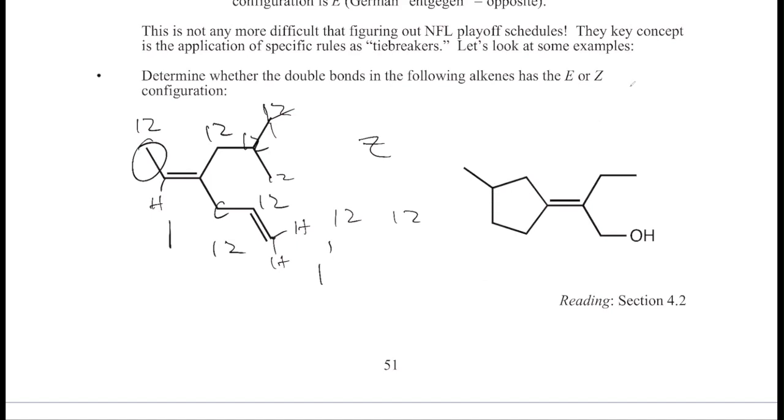So next, wait. Can you summarize the Z and E again? So what is called Z? What is called E? Z is when you have, for example, if I draw this.